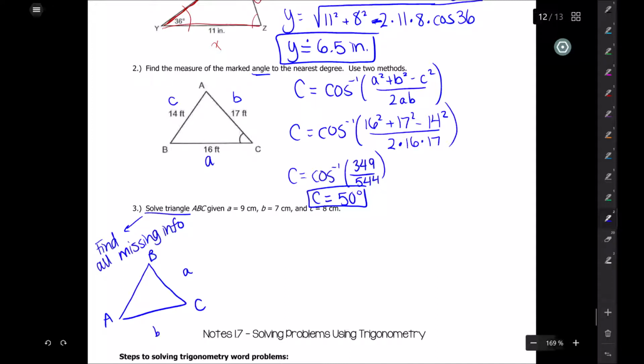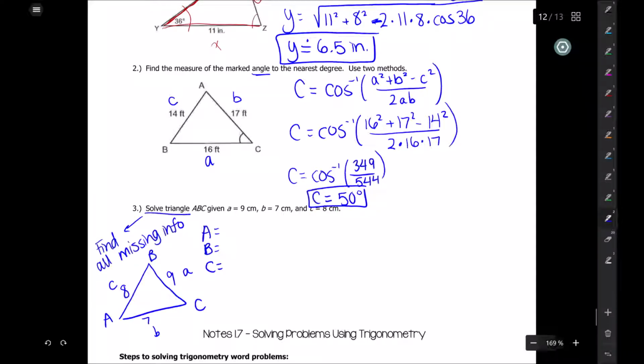If this is angle B, then this is side B. And if this is angle C, this is side C. We know that side A is 9 centimeters, side B is 7 centimeters, and side C is 8 centimeters. So here we're given 3 sides, and what's missing are our 3 angles.